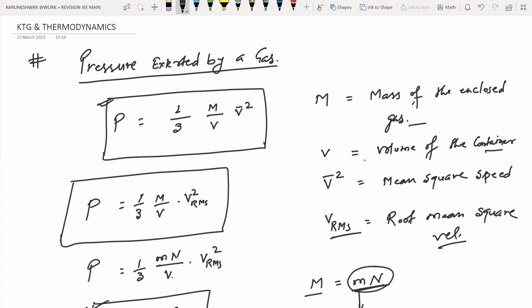How does pressure arise in the container if gas is kept inside it? There will be many collisions between the gaseous molecules and the wall of the container. If collision is there, force must be there, and if force is there on the container wall, definitely pressure will be there. So the pressure exerted by the gas on the wall of the container is 1/3 m/v times the mean square speed.